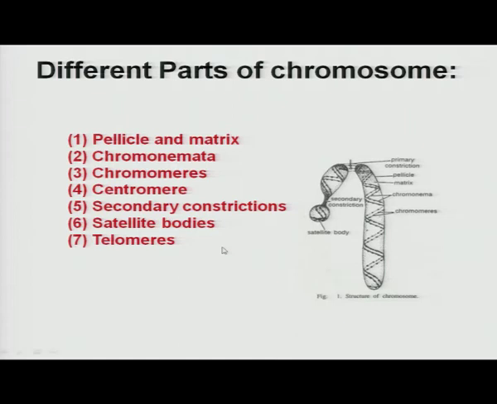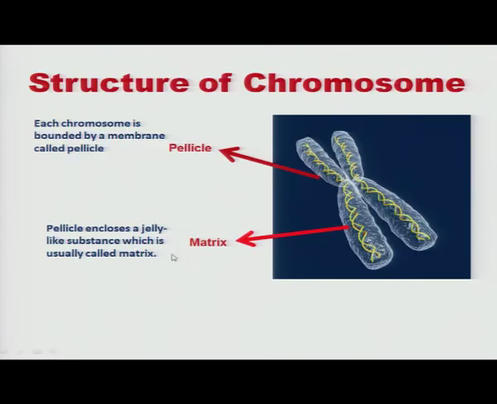Now, let us know about the different parts of the chromosome. The first is pellicle and matrix, second one is chromonemata, third one is chromomeres, fourth one is centromere, fifth one is secondary constrictions, sixth one is satellite bodies, and seventh one is telomeres. Now, let us know about all these parts of the chromosome. First, about pellicle and matrix.